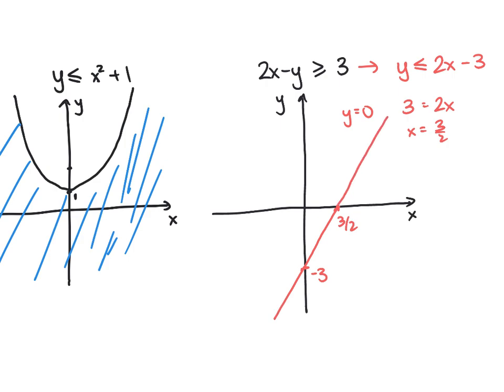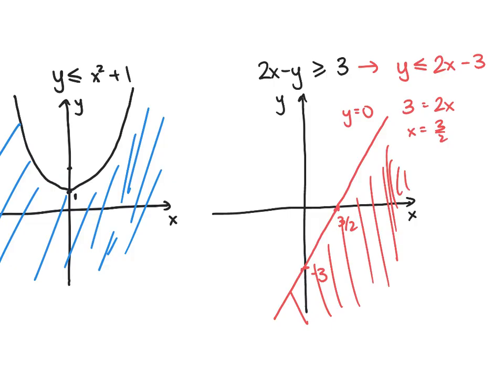Now, if x is 0 and y is equal to 0, the origin, then the left-hand side is 0. 0 is not greater than 3, right? So y is less than, so the area I need to shade is this area underneath here. So I hope this gave you some examples of how to do this for one variable.